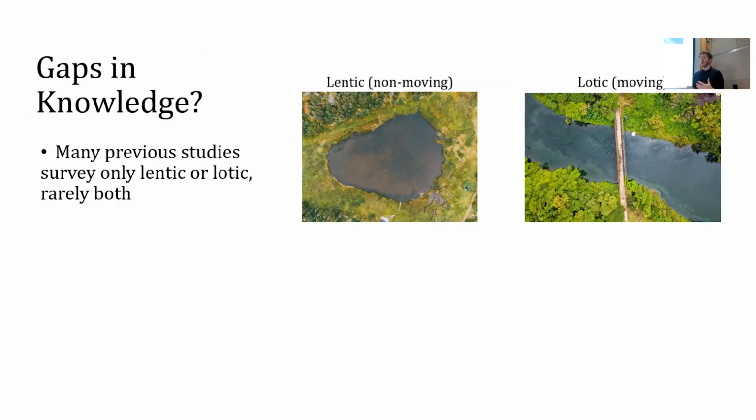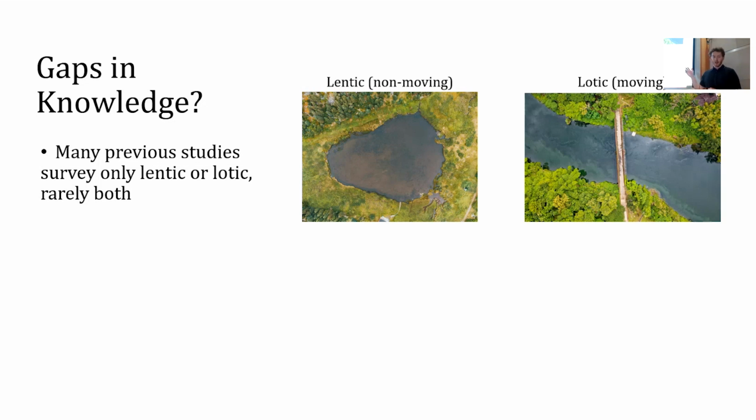So semi-aquatic mammals are well researched, but there may still be some general gaps in our understanding of their distributions. If you look at a lot of the previous research done, it usually focuses on their distributions in either lentic or lotic environments. So if you're not familiar, lentic water bodies are those that are non-moving, such as your ponds and lakes, and then lotic are your moving water bodies, such as streams and rivers.